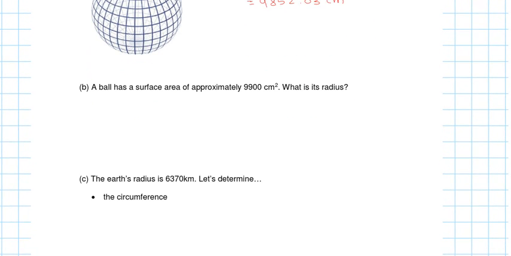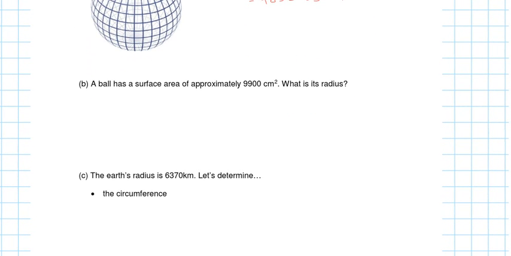So if you have a surface area of 9,900 centimeters squared, and that's the surface area of a ball, what's the radius? What's the shape of a ball? It's a sphere. Circle is 2D, sphere is 3D. Okay, so it's a sphere. I'm looking for the radius, I know the surface area.